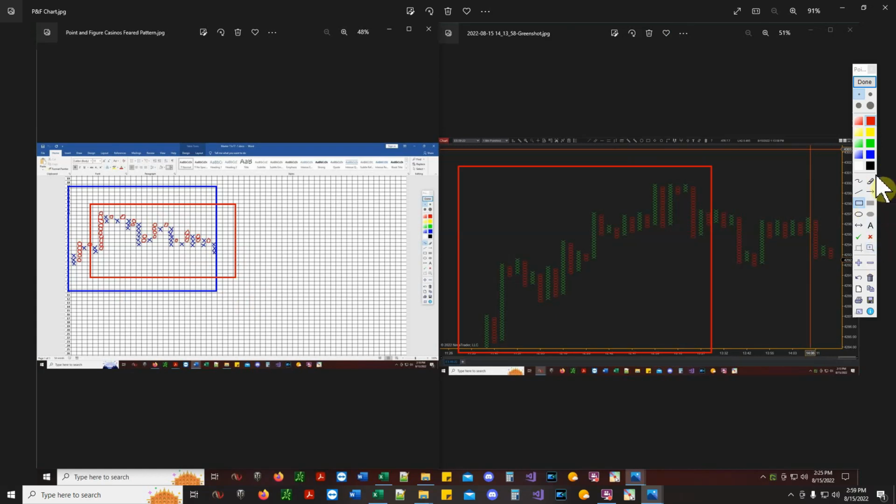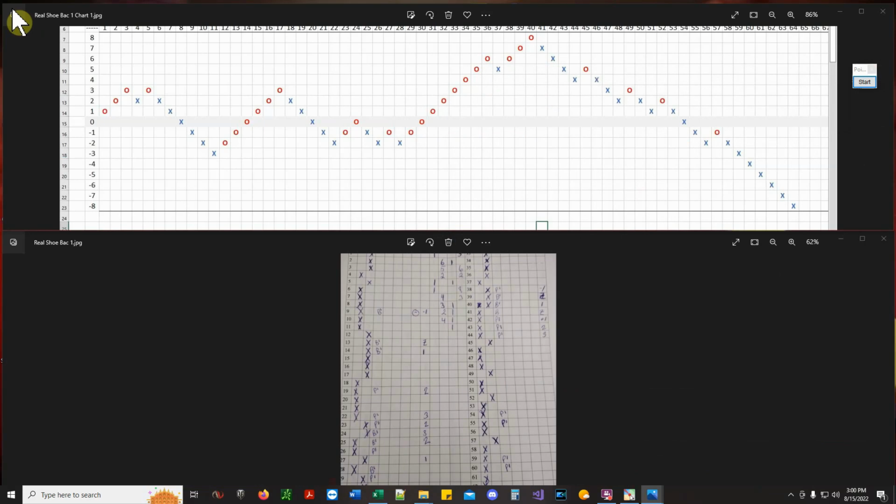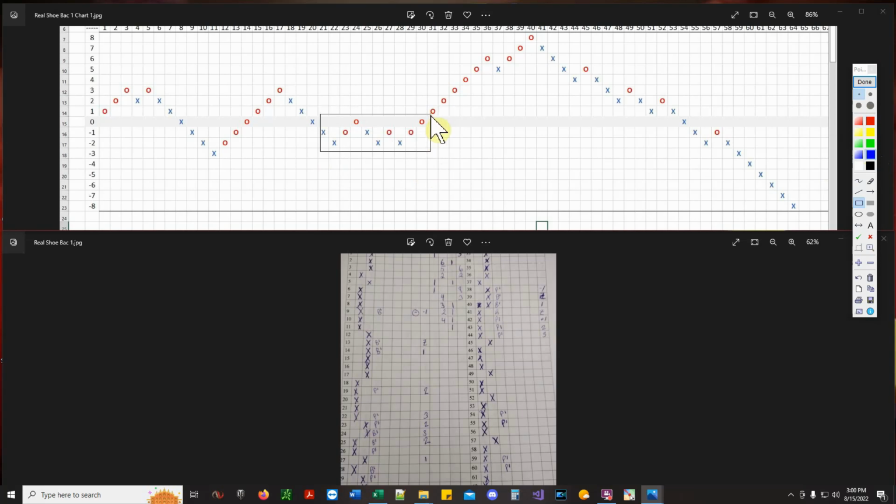Let's get back to the chart we were looking at hand. But point and figure can be done. Point and figure is just another way of taking the noise out of the market. Renko is just another way of taking the noise out of the market. This whole chart right here is a Renko chart.